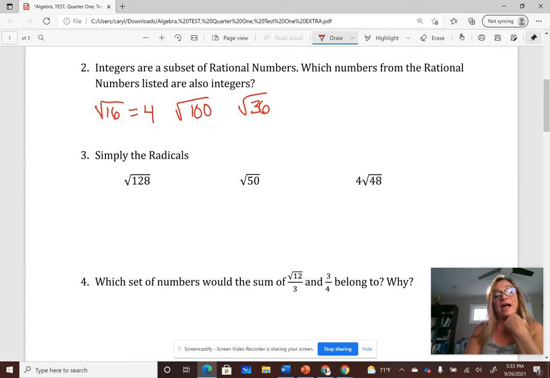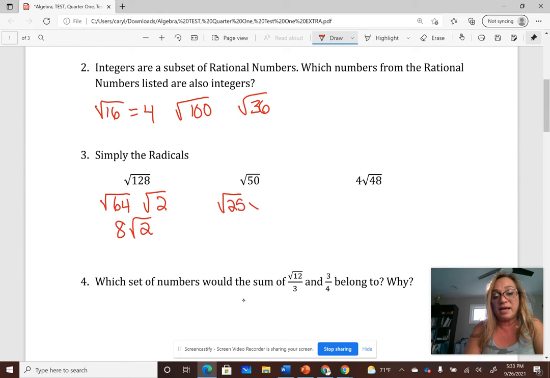Okay, simplify the radicals. So the idea behind simplifying the radicals is you're pulling out anything that is rational from that, and you're using factors. So when I look at the 128, I'm going to break that down into 64 times 2. I chose the 64 because the 64 is a perfect square. So when I actually calculate the square root of 64, I get the whole number 8. So that would be 8 radical 2. 50, I can break down into 25 times 2. So that would be 5 radical 2.